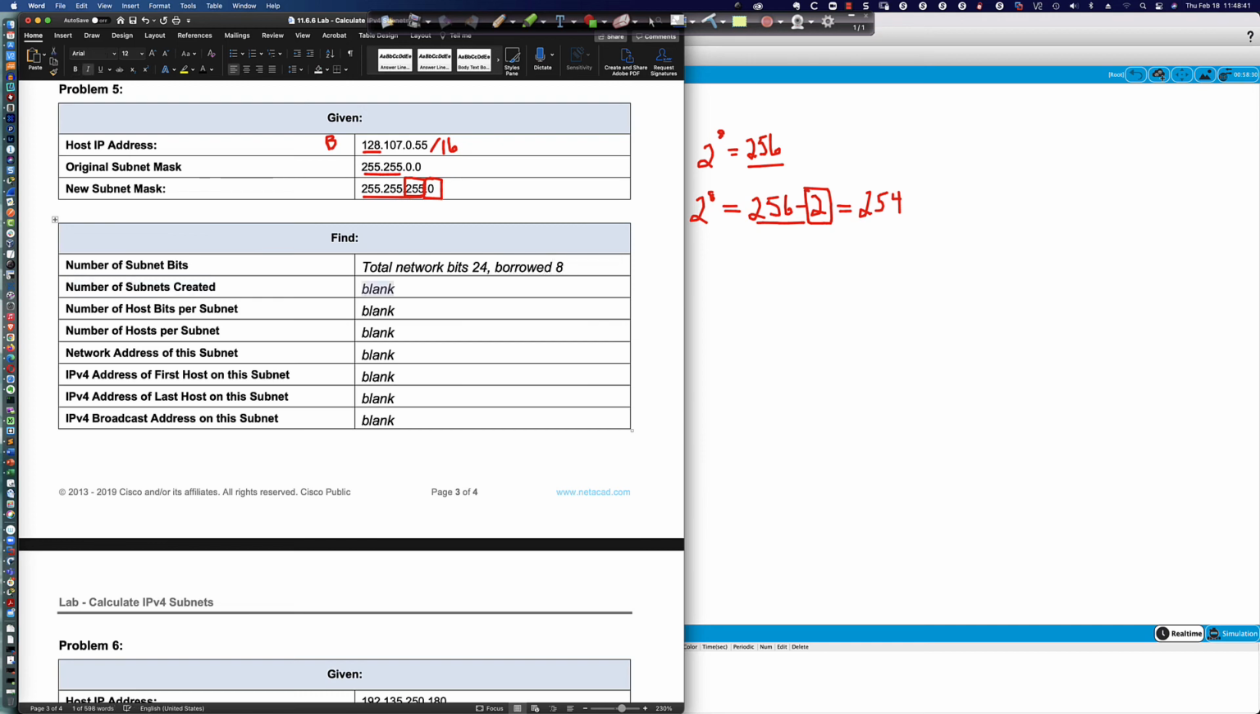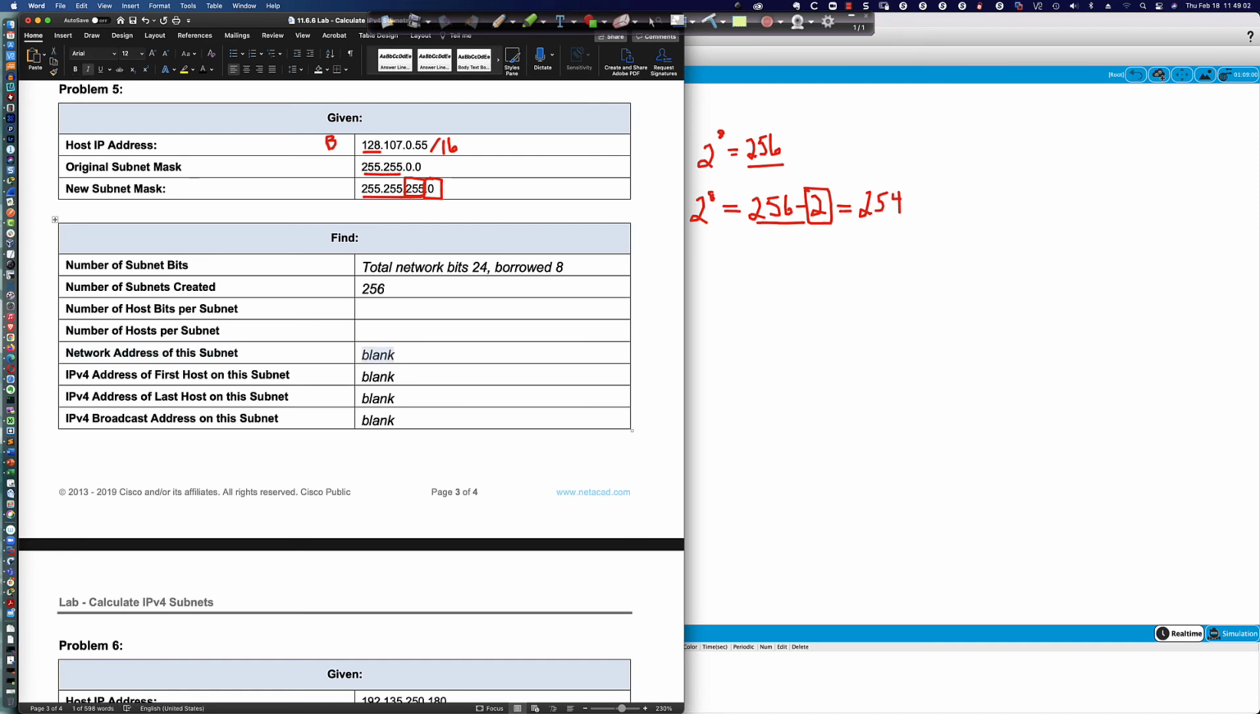All right, now I'm going to tab down, and hopefully the tab is going to work. Total number of subnets created, 256. We'll tab down. Number of host bits per subnet, 8. And of course, that didn't work. I'll fix it in a second. Number of hosts per subnet, again, usable, 254.